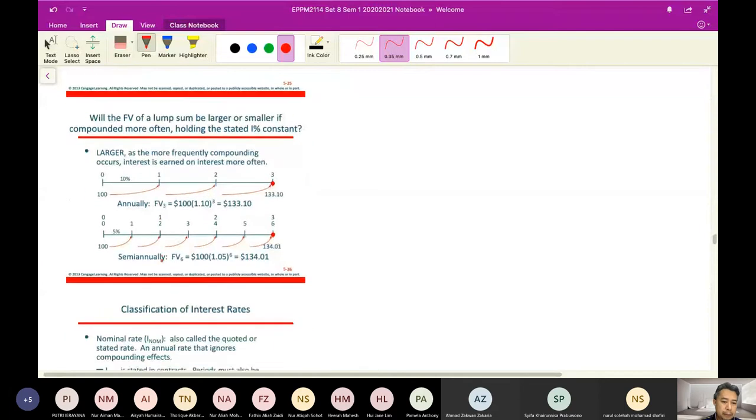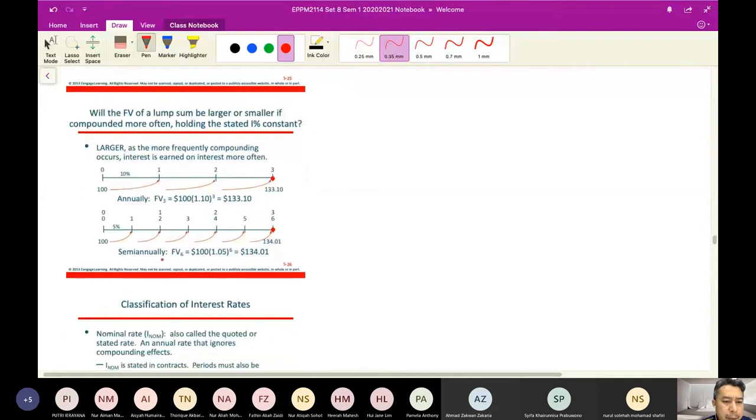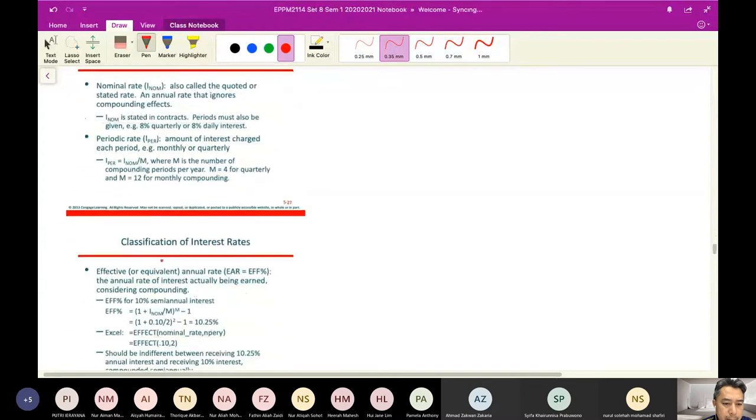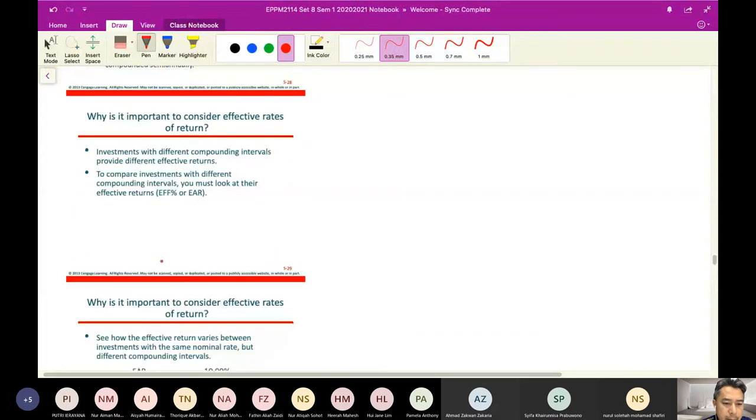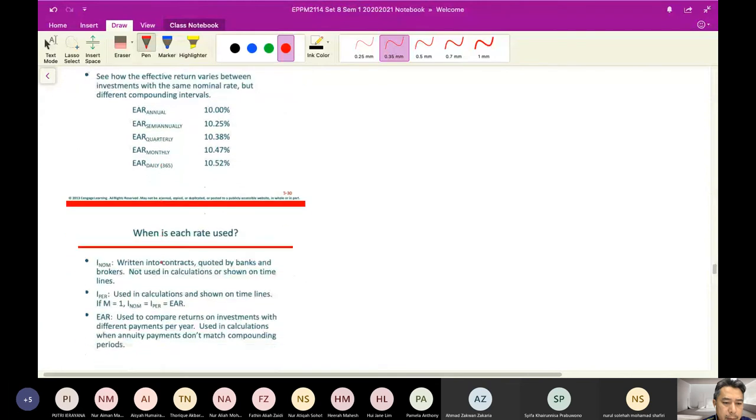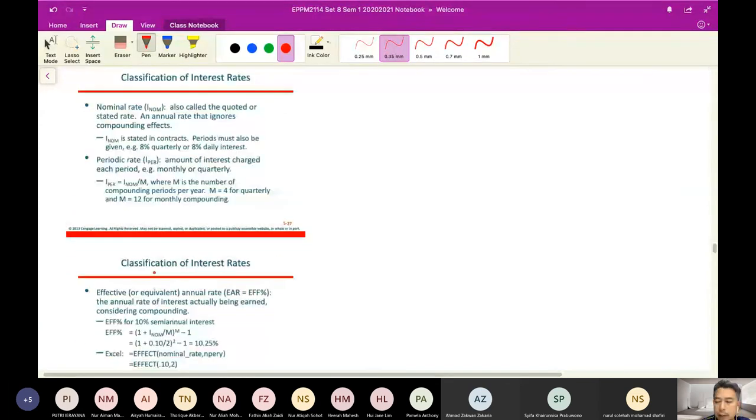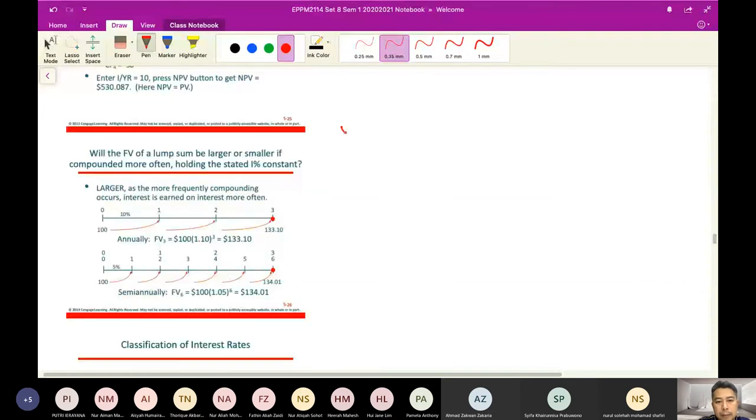Now we move on to compound interest rate. For this particular example, what if the interest is calculated more frequently?